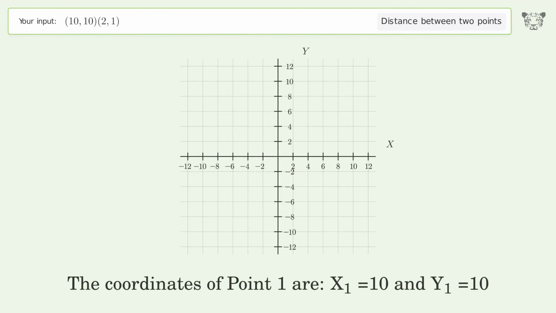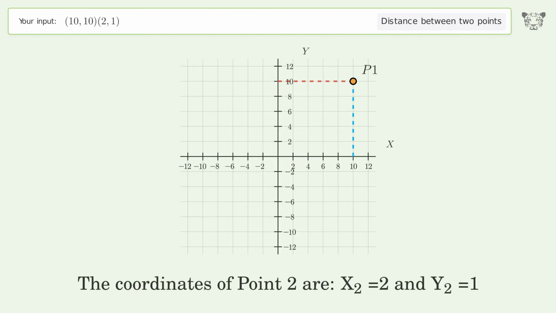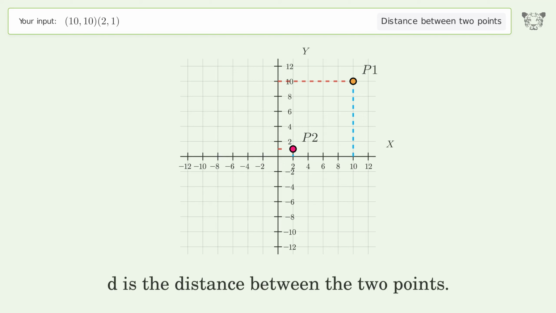The coordinates of point 1 are x1 equals 10 and y1 equals 10. The coordinates of point 2 are x2 equals 2 and y2 equals 1. D is the distance between the 2 points.